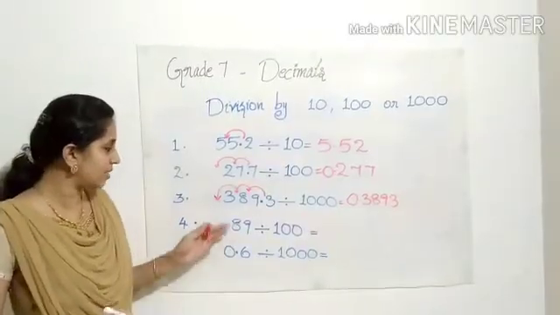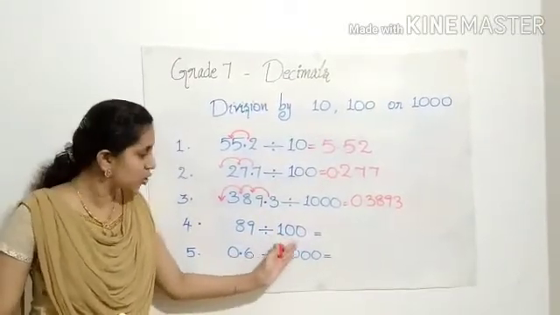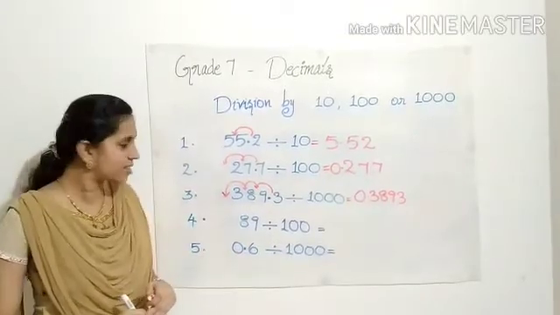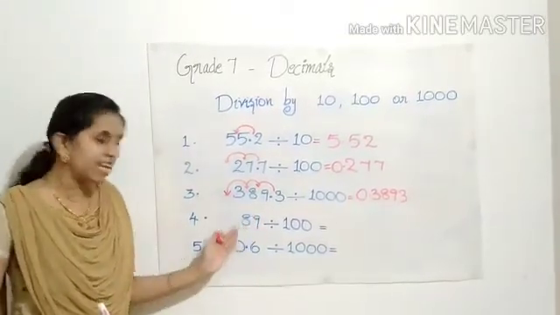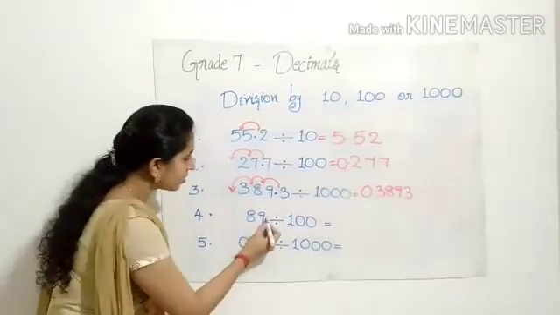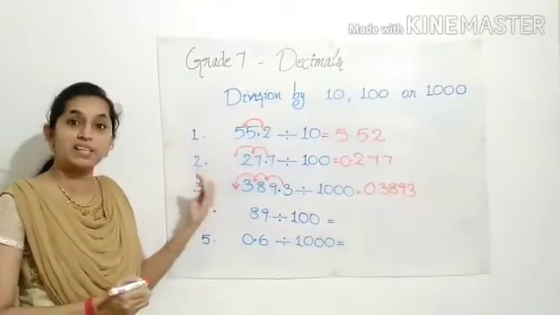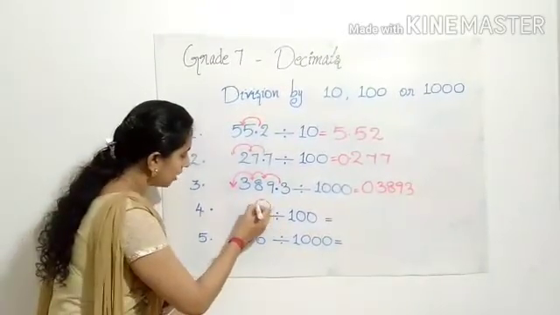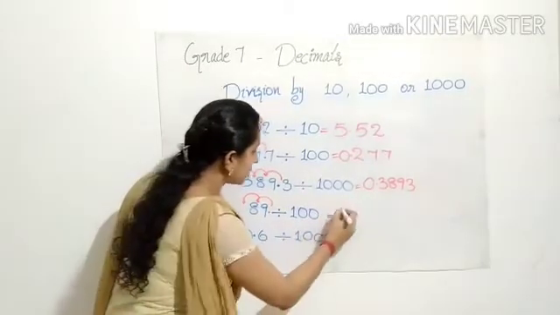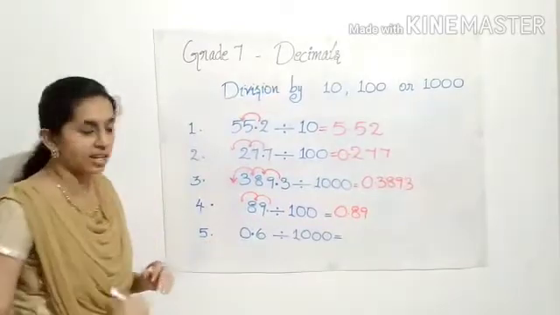Let's check the next question, that is 89 divided by 100. Here 2 zeros, so 2 places backward. But children, where is the decimal point? You cannot see here, right? So you have to consider the point is here. Okay, and from there you have to jump 2 places backward. So decimal point reaches here. So the answer becomes 0.89. I hope it's clear to you.